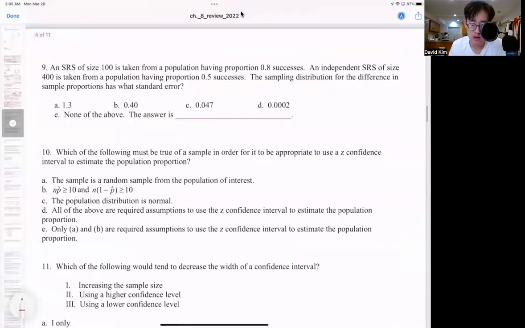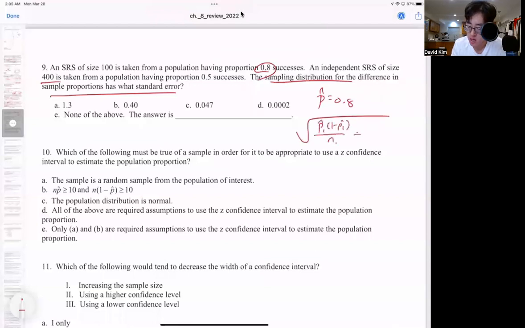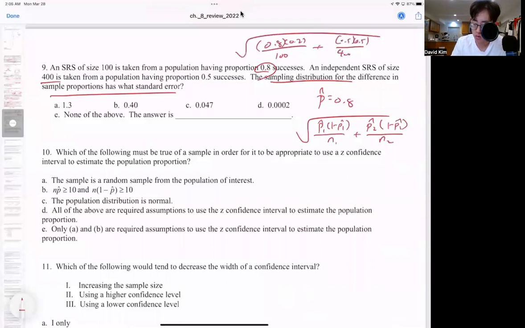Number 9, an SRS of size 100 is taken from a population with proportion 0.8, and an independent sample of size 400. Okay, so this is combining the two. The sampling distribution for the difference in sample proportions has what standard error? Okay, so standard error is the square root of p1 hat times 1 minus p1 hat over n1, plus p2 hat times 1 minus p2 hat over n2. So let's plug everything in. 0.8 times 0.2 over 100, plus 0.5 times 0.5 over 400, and square root the whole thing.